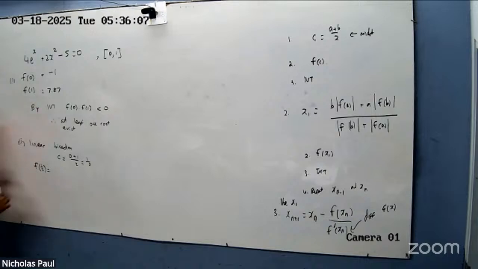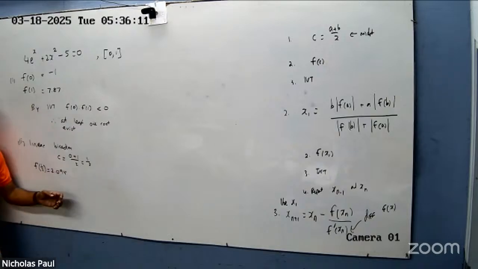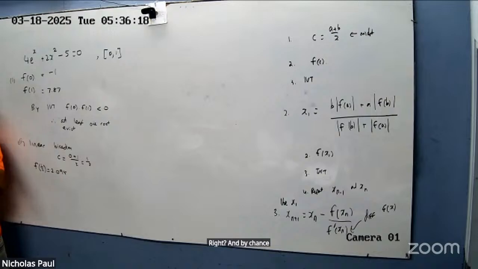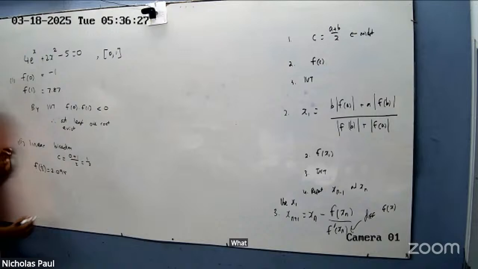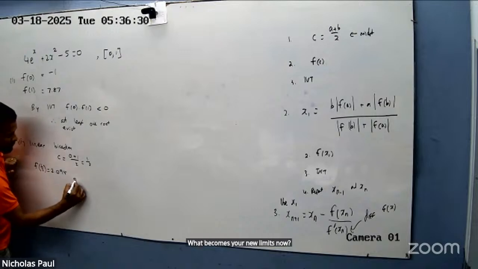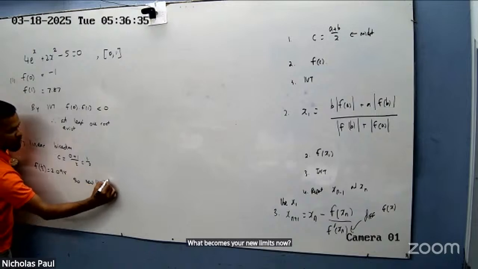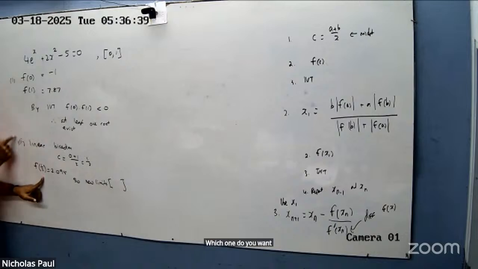So f of a half is... Well, I have a quick question. What's the perfect answer here? 0. If by chance you ever get 0, that means it is the root. That won't happen, but that's it. So f of a half is positive. What will be the new boundaries? Which one will you choose, 0 or 1?